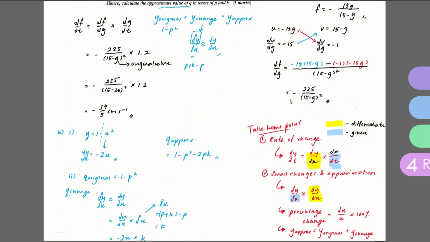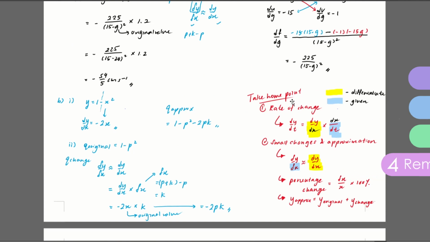And the take-home point for this video is, when it comes to questions involving rates of change, we need to use the chain rule. Split the fraction into 2 parts, fill the blank spaces with the unknown which is not in the equation but in the question. And dx over dt will always be given in the question, but for dy over dx we need to differentiate from the original equation, which sometimes we need to find out.